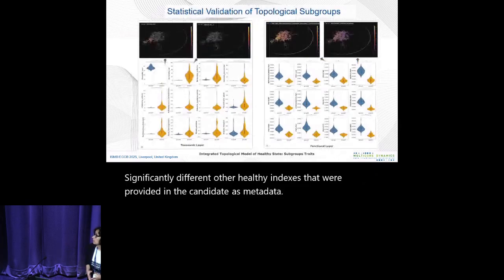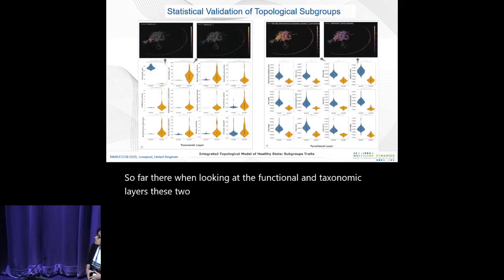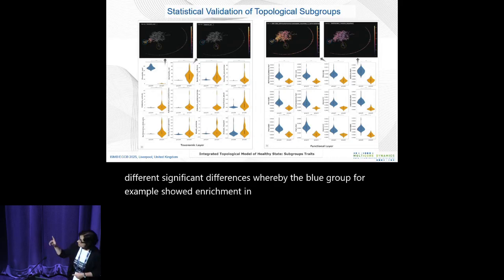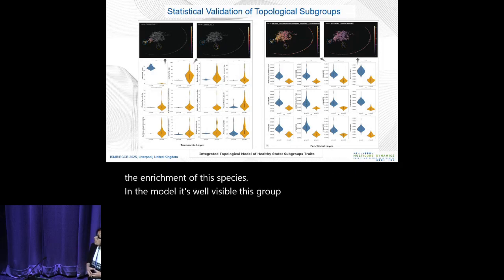So further, when looking at the functional and taxonomic layers, these two groups also exhibited significant differences, whereby the blue group, for example, showed enrichment in P. copri, as shown on the top left there, and it's also well visible if you color the nodes with the enrichment of this species. In the model, it's well visible, this group of samples.